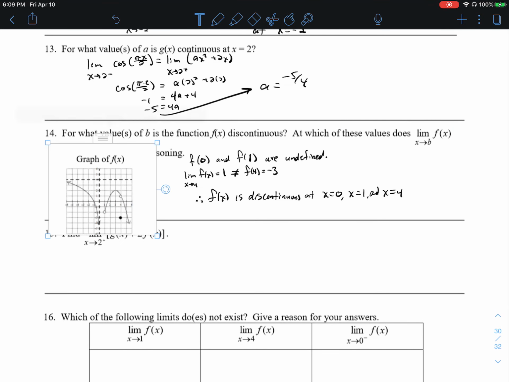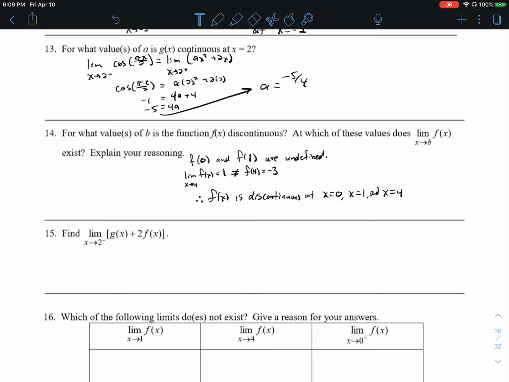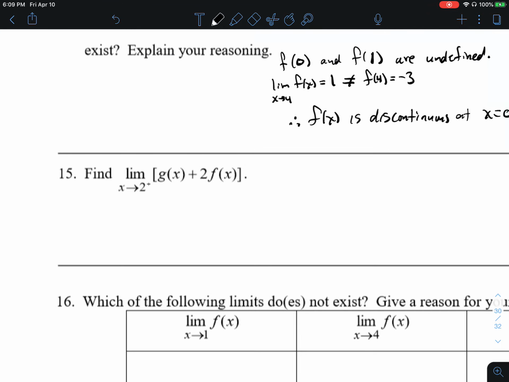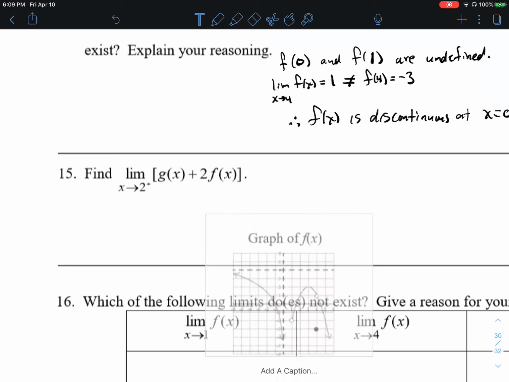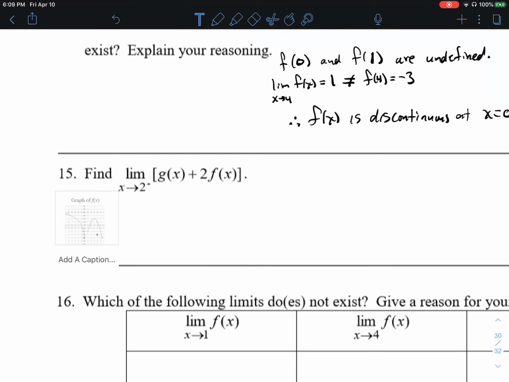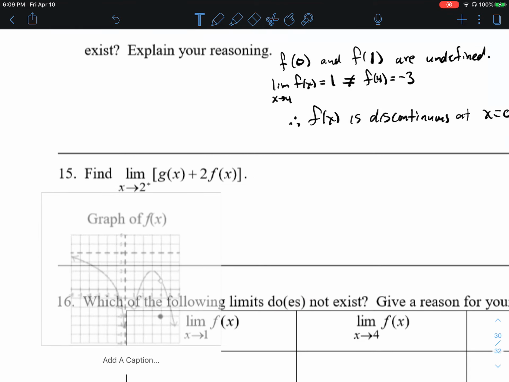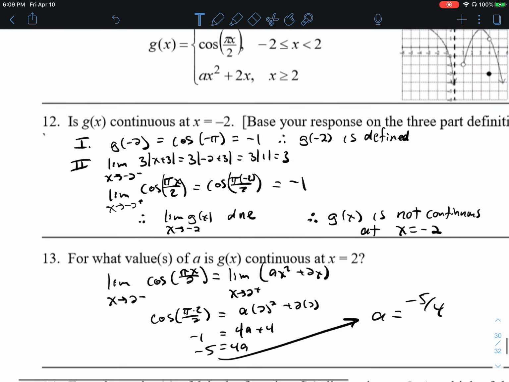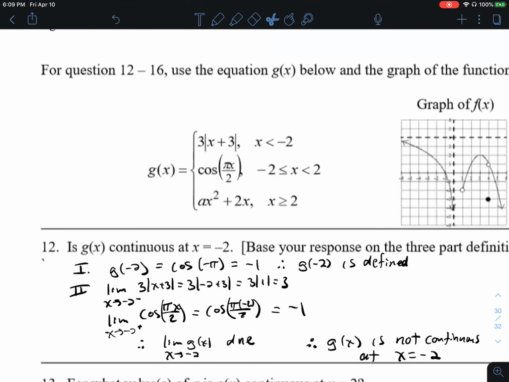All right, let's get rid of this graph. 15. Find the limit as, let's bring this graph back, as a matter of fact. Let me bring G down here as well so I can see that easier.